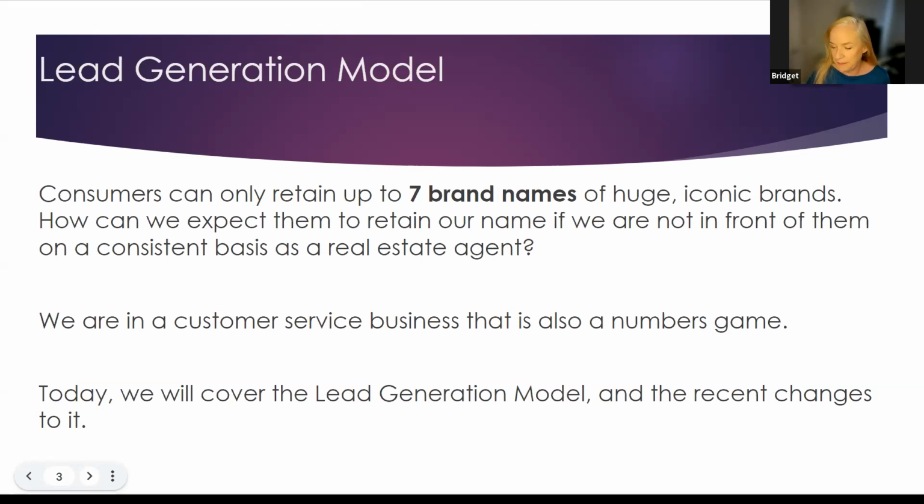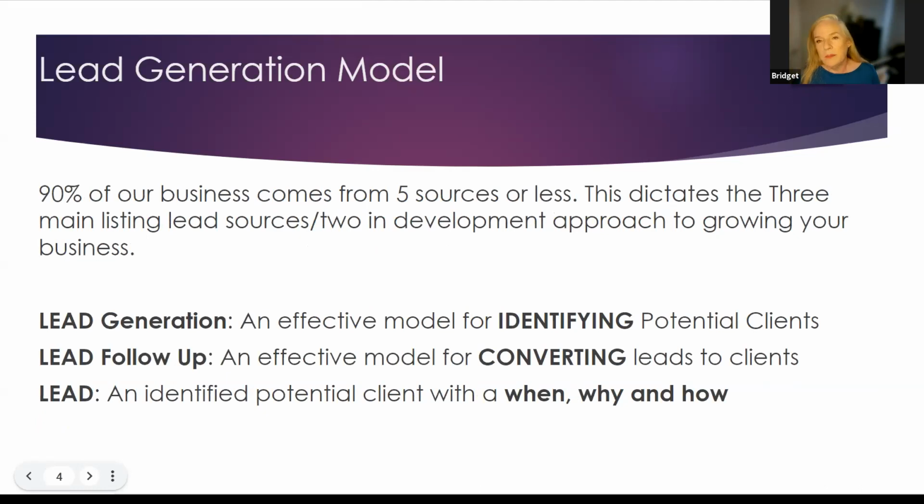All right, so let's jump in. 90% of our business comes from 5 sources or less. And this really backs up that concept that you hear Gary talk about all the time, where you want to have 3 main listing lead sources that you know with some level of predictability that if you work your plan, you will get listing leads from it. And you want to have 2 that are in development.